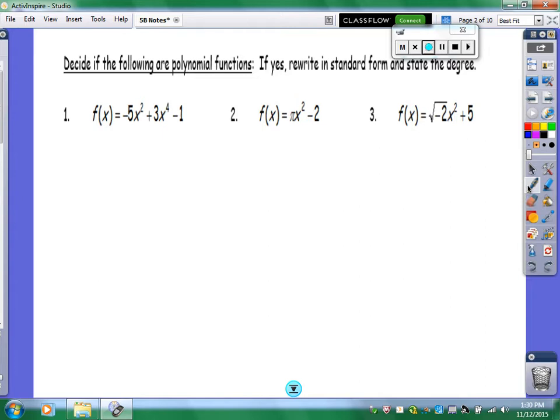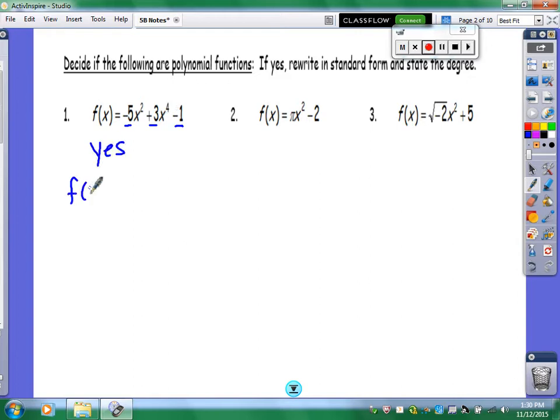Alright, so look at this. Look at all your coefficients: -5, 3, and -1. They're all real numbers. They're actually integers. So the first condition is met. Now your exponents, 2, 4, they're whole numbers. And so this is a polynomial function, yes.